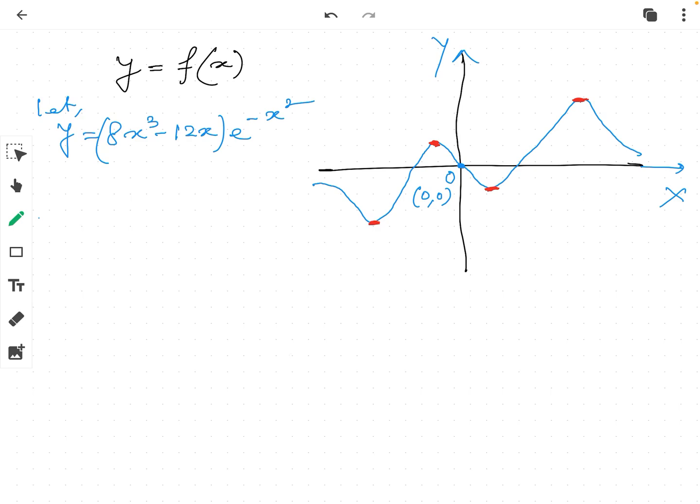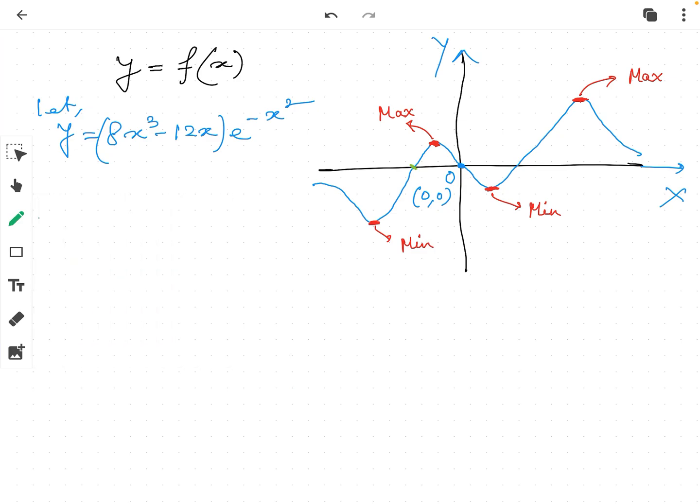So these positive peaks are maxima. This is a maxima, this is again a maxima, and these negative peaks are minima. This is a minima.